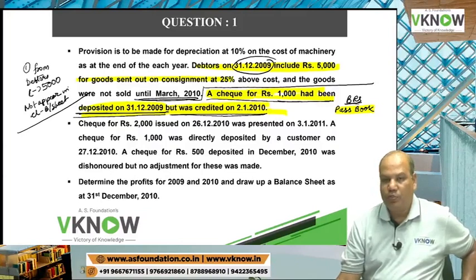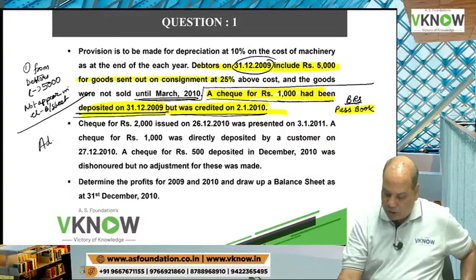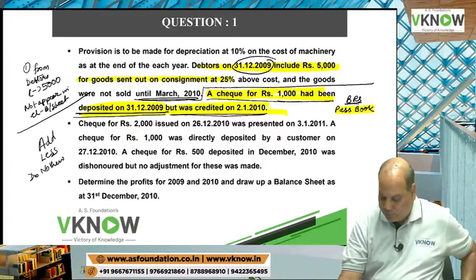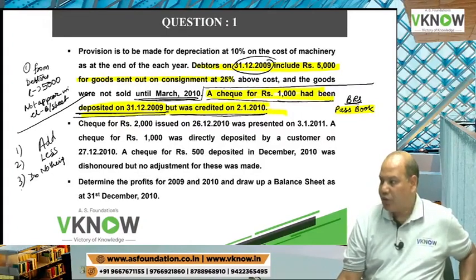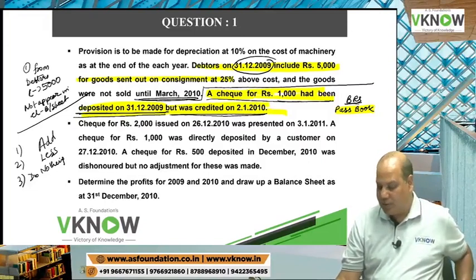So from passbook, if I have to find balance as per cash book, what will you do? Will you add, less, or do nothing? Three options I will give you. Add, less, or do nothing.